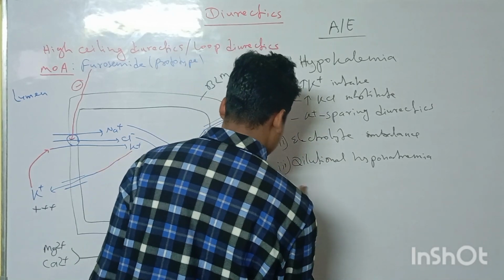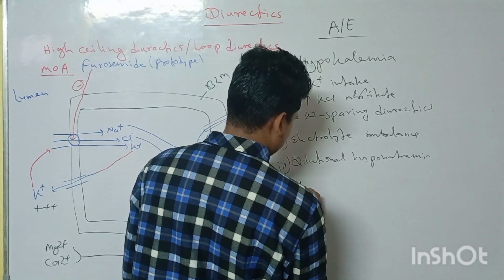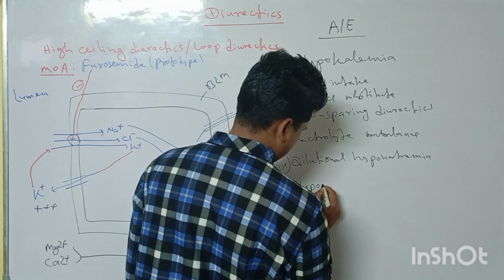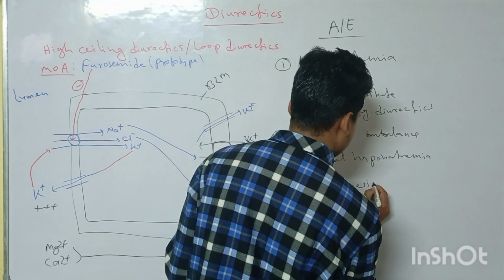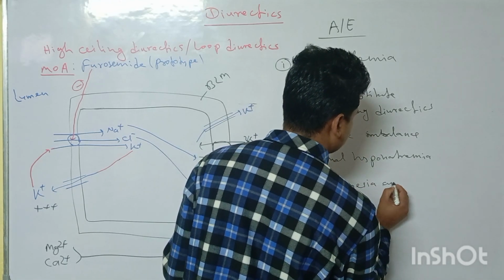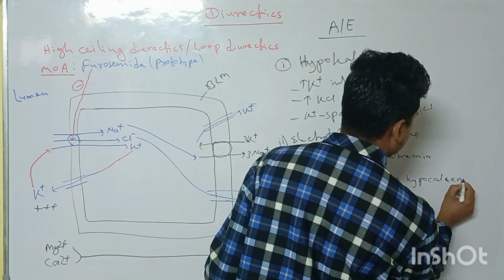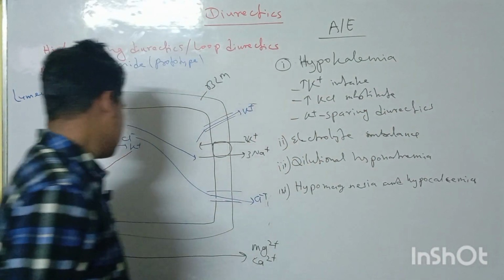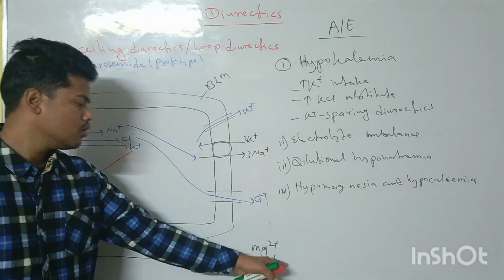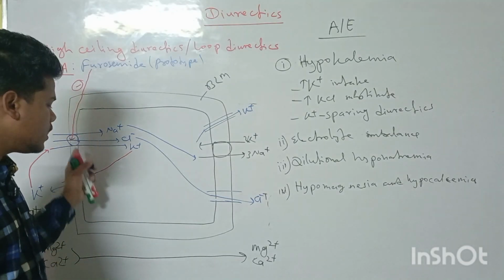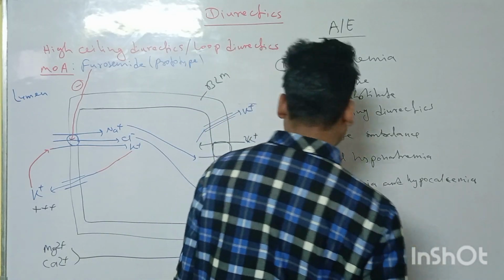Then next will be hypomagnesemia and hypocalcemia. Why? If you know the normal physiology, by virtue of this transporter, these bivalent ions are also being transported, and if this is inhibited, this transport will also be inhibited. So there will occur hypomagnesemia and hypocalcemia.